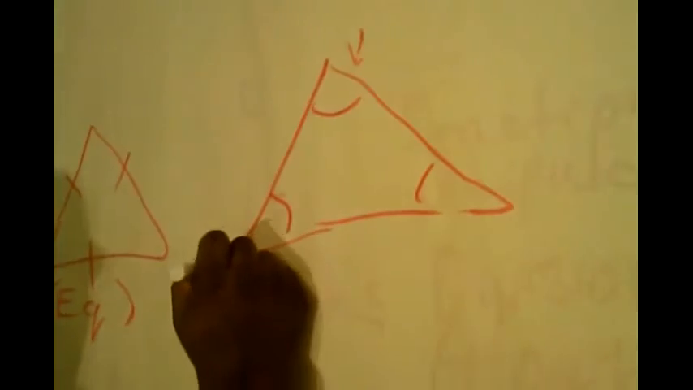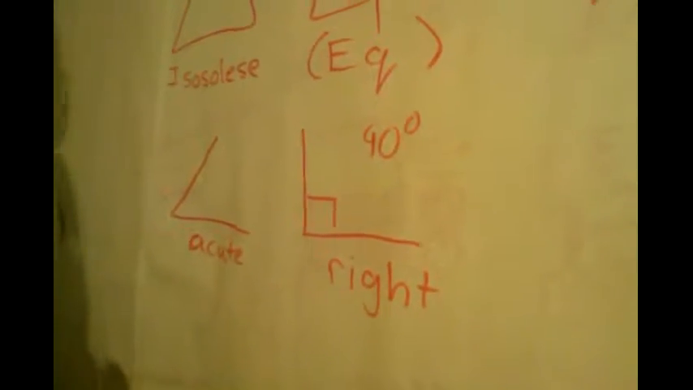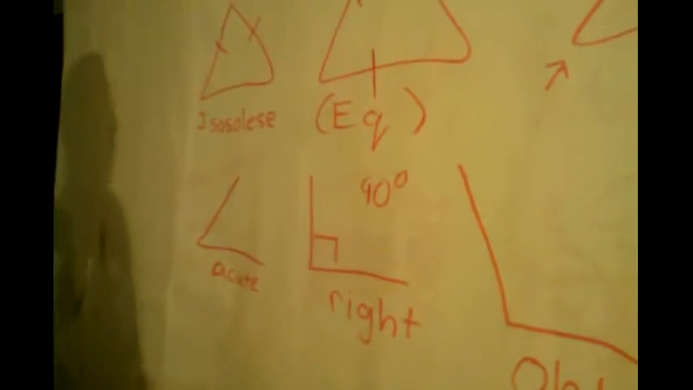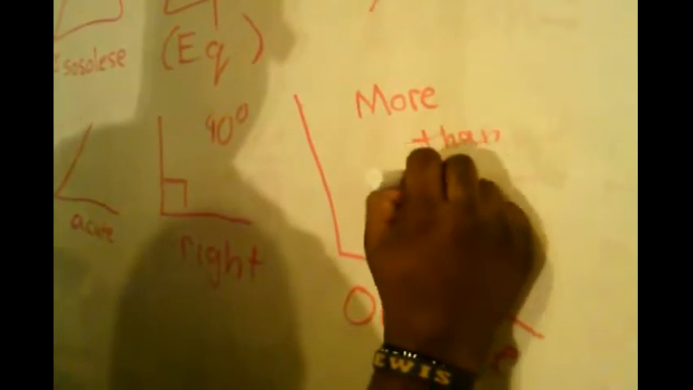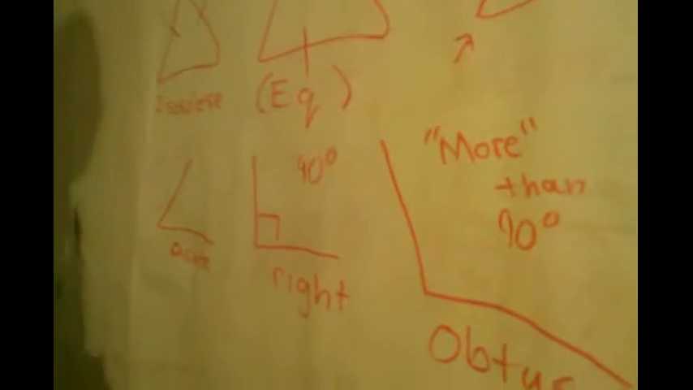These 3 are our angles. Now, everybody know what an obtuse angle is? Well, I'm going to show you. This is an acute angle. This is a right angle. A right angle is always 90 degrees. Obtuse. An obtuse angle is always more than 90. Okay, so you have acute, right, and obtuse.